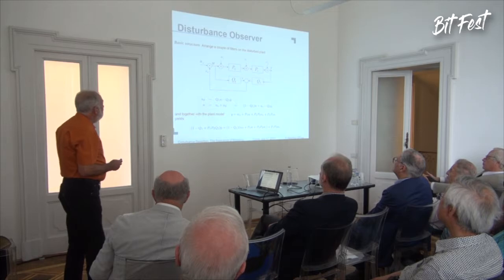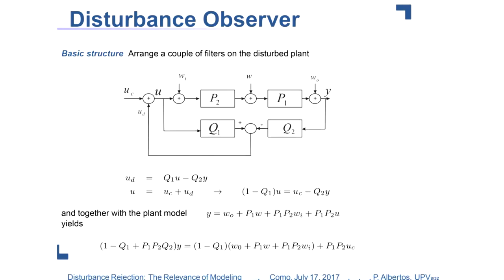So let's move to the disturbance observer. We arrange a couple of filters, Q1, Q2, in such a way that this signal, the control for the disturbance, can be expressed as Q1 U plus or minus Q2 Y. So we are using all the information we have from the plant, and we are assuming that none of these disturbances is measurable.